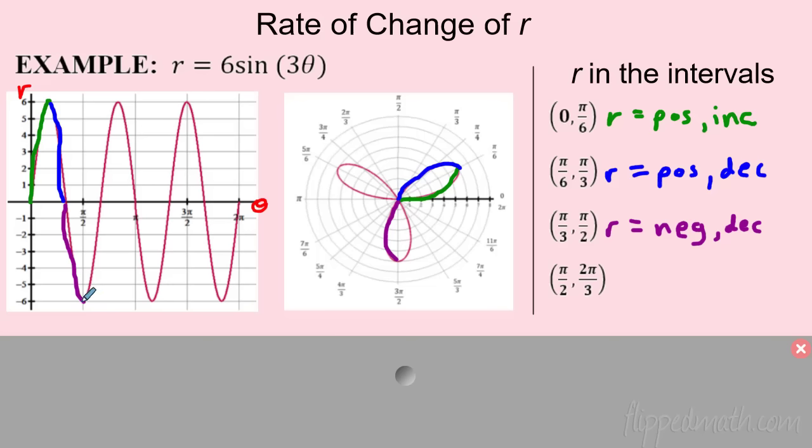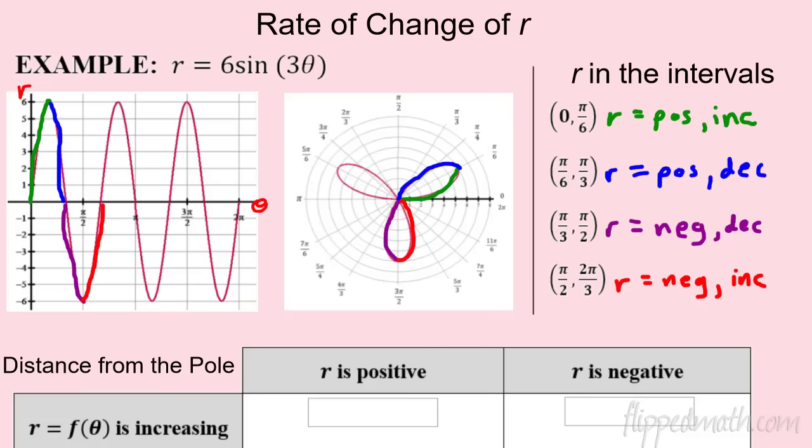Then pi over 2 to the last chunk. It's negative, but it's coming back to that 0. And I can see that it's coming back to that 0 like this. So we know r is still negative, except that now it's actually increasing because it's getting bigger. So I have something like this. Our goal here is to look at what's going on in these different intervals and figure out, what is the distance from the pole or from the origin?